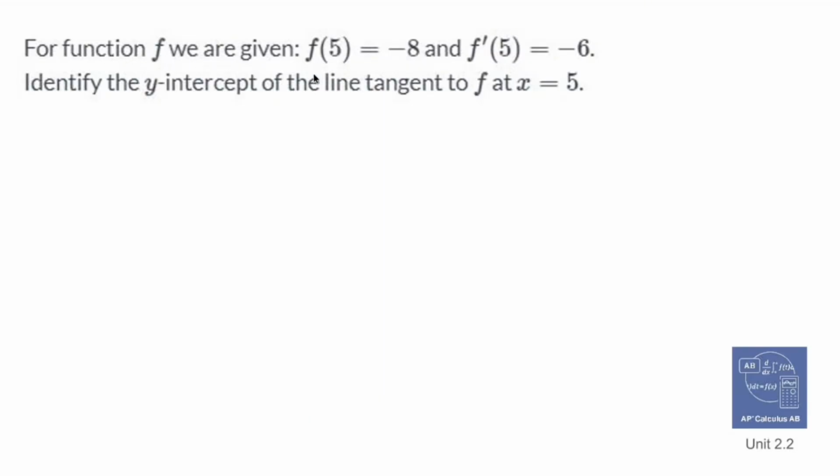For function f, we are given f of 5 equals negative 8 and f prime of 5 equals negative 6. Identify the y-intercept of the line tangent to f at x equals 5. So I'm just going to draw some random graph, all right? Looking at what we have here, the derivative gives you the slope at a specific point. It's the slope of the tangent line at a point. So if this was 5, the slope at 5 would be negative 6. Now, granted, my picture is not super accurate, but you get the right idea.